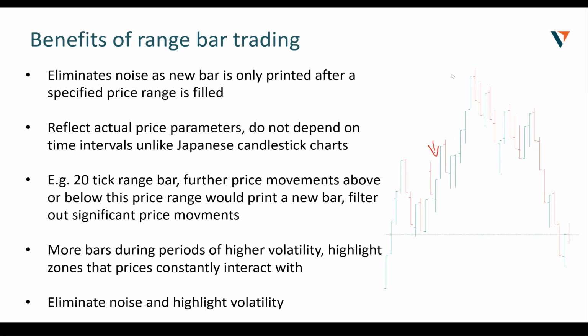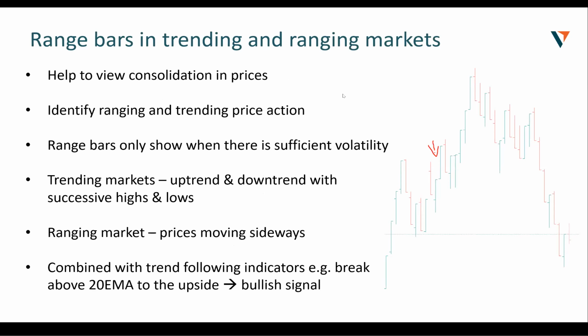Right, so apart from just this, let's now take a look at how we can actually look at range bars in the different markets. So we have markets that can be categorized by either trending or ranging markets. The way to think about this is that with range bars, you can identify whether prices are in a trending or ranging market. So the first thing with range bars is that you can take a look at the consolidation in price.